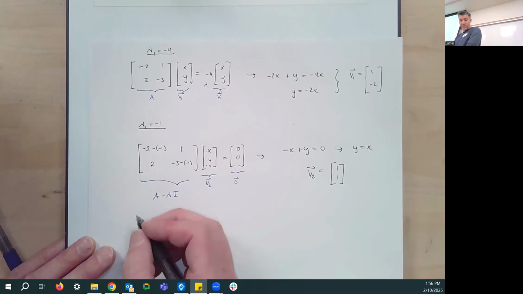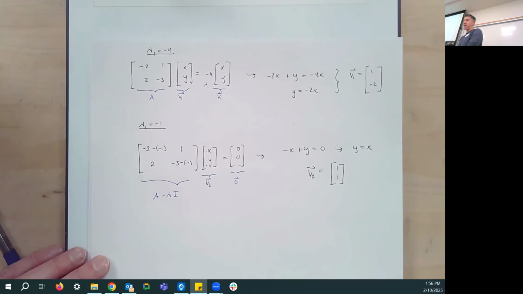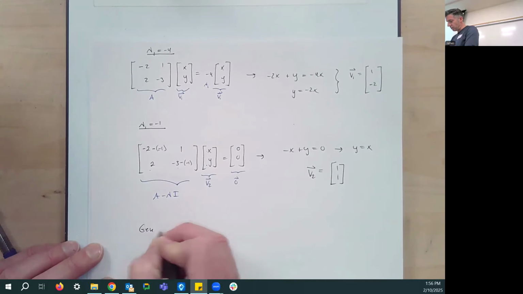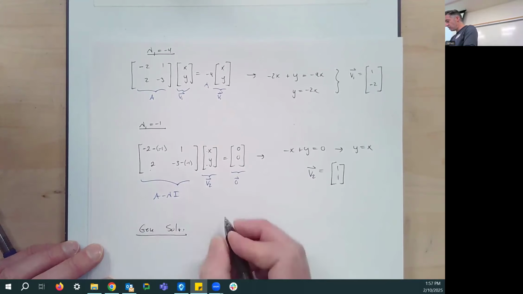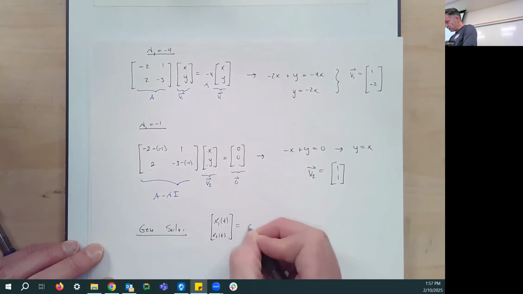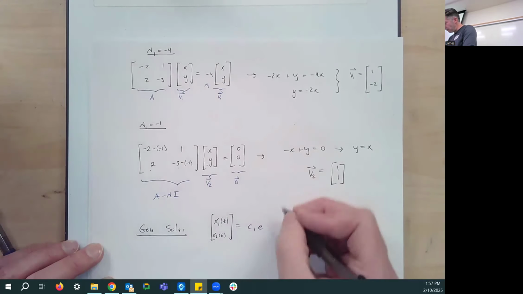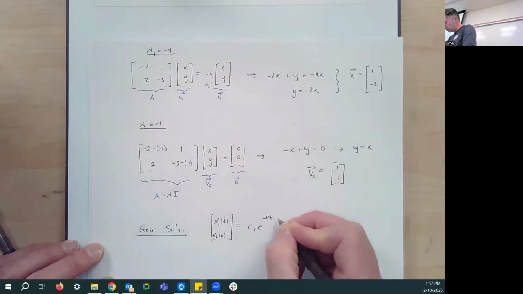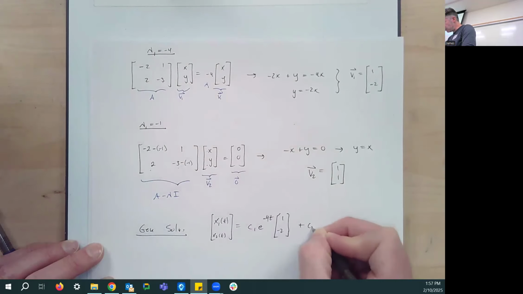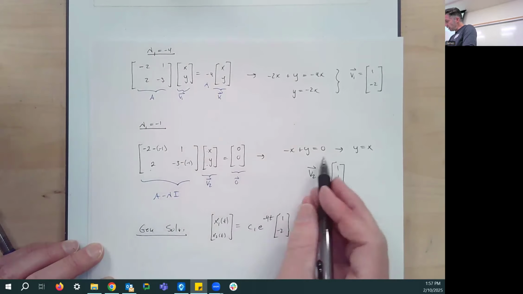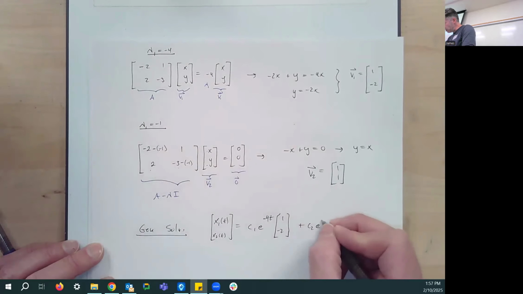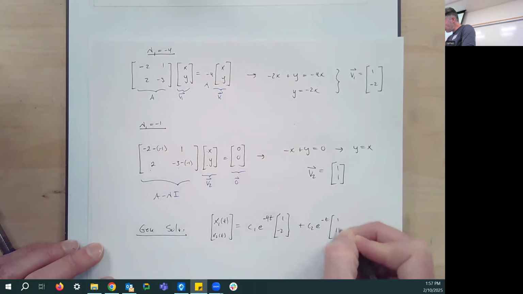General solution. I did not give initial conditions, right? I never said x1 is 0 and x2 is 0 or anything. So just the general solution here is going to be x1 of t, x2 of t equal to c1 e to the lambda 1, which is -4t, times my v1, which is 1, -2, plus c2 e to the -t times the vector 1, 1.